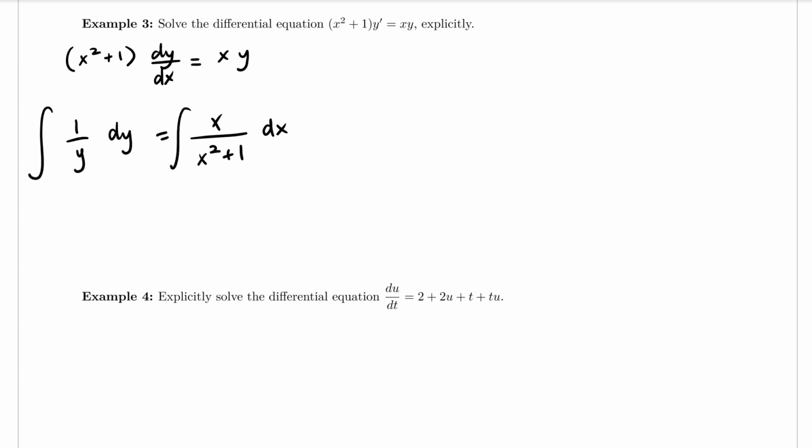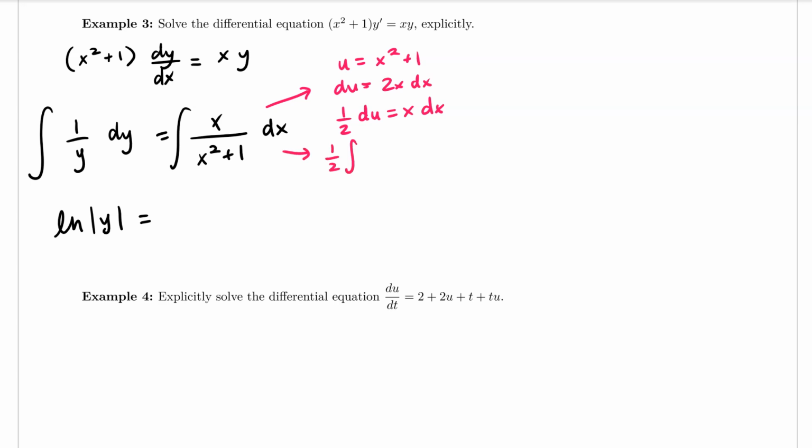From here, I can integrate both sides, and I get the natural log of the absolute value of y is equal to, I'm going to use some u substitution on this. So I have u equals x squared plus 1, then du will equal 2x dx, and then we'll get 1/2 du is equal to x times dx. And then that will become 1/2 the integral of 1 over u du, which is equal to 1/2 times the natural log of the absolute value of u, which is x squared plus 1. And then we can put our constant of integration there.